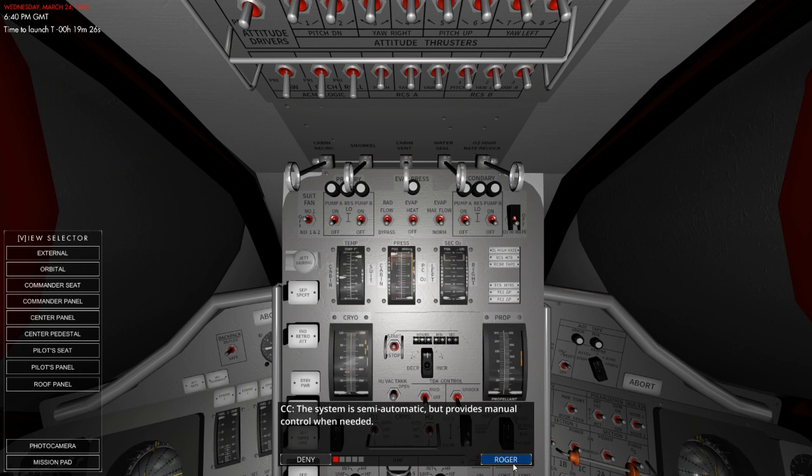So the system is semi-automatic but provides manual control when needed. The two coolant loops will push coolant through the equipment. This is a liquid that will absorb or transfer heat, reducing the temperature of the components it goes through. So a radiator, evaporator and heat exchangers are used to cool the fluid down as it goes through the loop. It's also used to heat the oxygen flow. And the fluid will go through a radiator that will radiate the heat to space and cool the liquid.